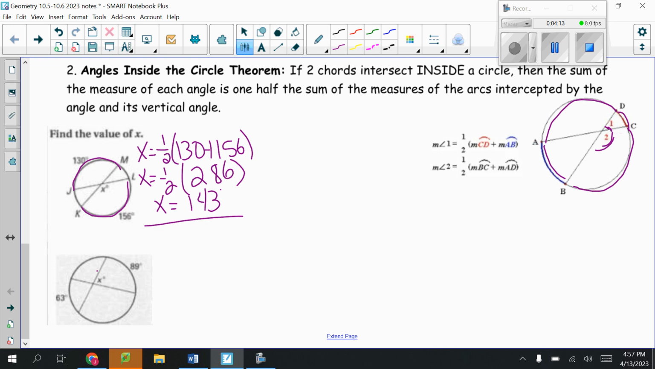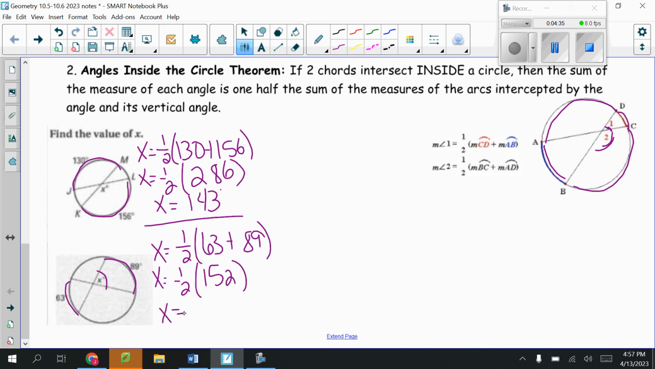Our next example, this is the angle I want. I know this arc and this arc that are intercepted by that angle. So again, X is equal to 1/2 arc 63 plus arc 89. So again, I want to add those 2 arcs together. So 63 plus 89 gets us 152. And then I want half of that, so 76 degrees.